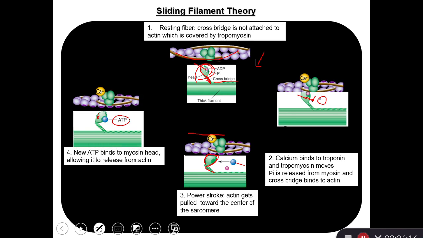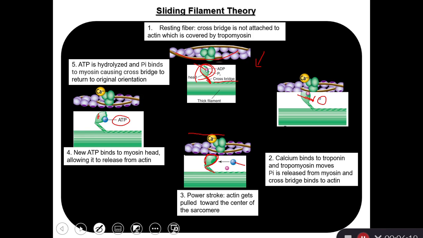Now, ATP is hydrolyzed again to phosphate and ADP, and the cycle repeats. Then, when the phosphate goes away, leaving only ADP, now the myosin head is attached to actin, and again the cycle repeats. We call that the cross bridge formation or the sliding filament theory.